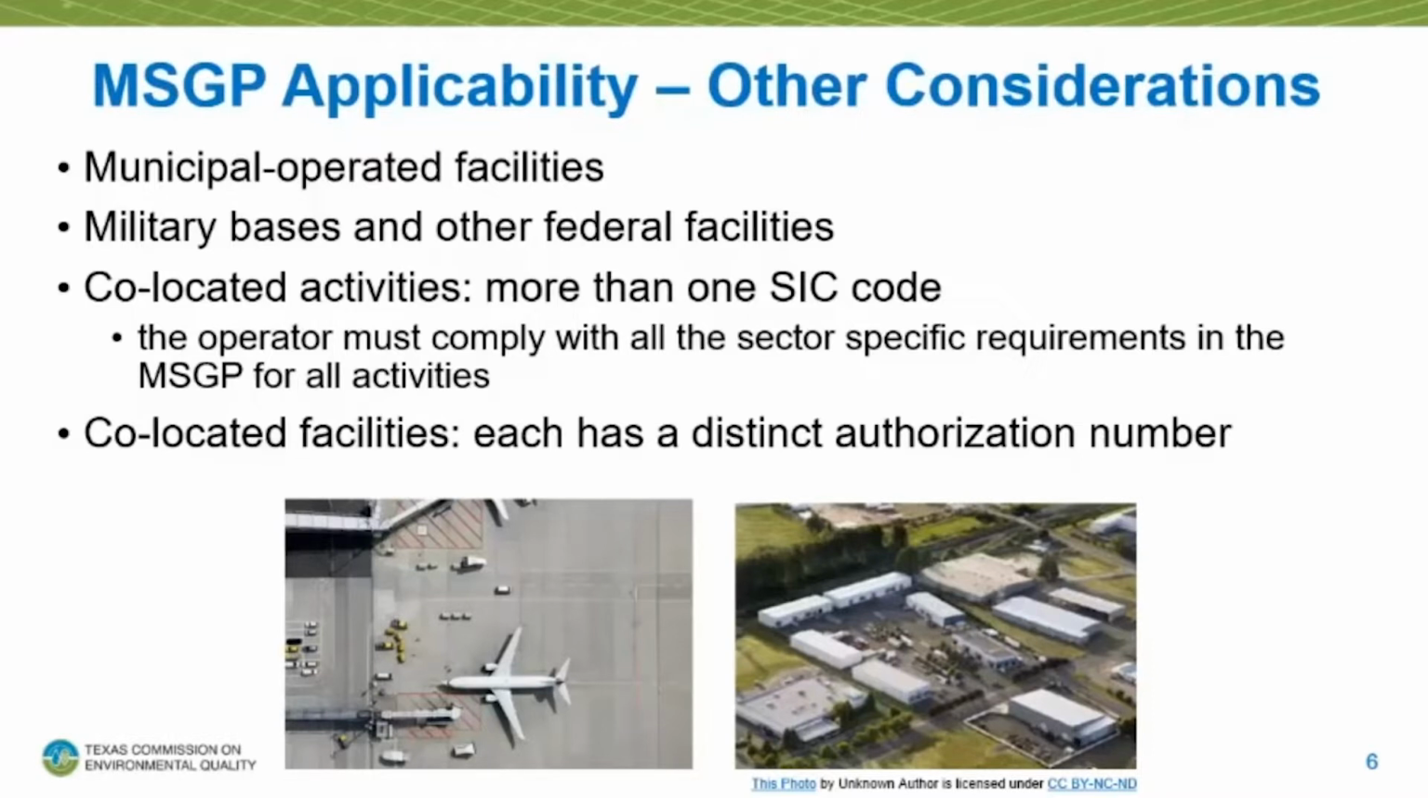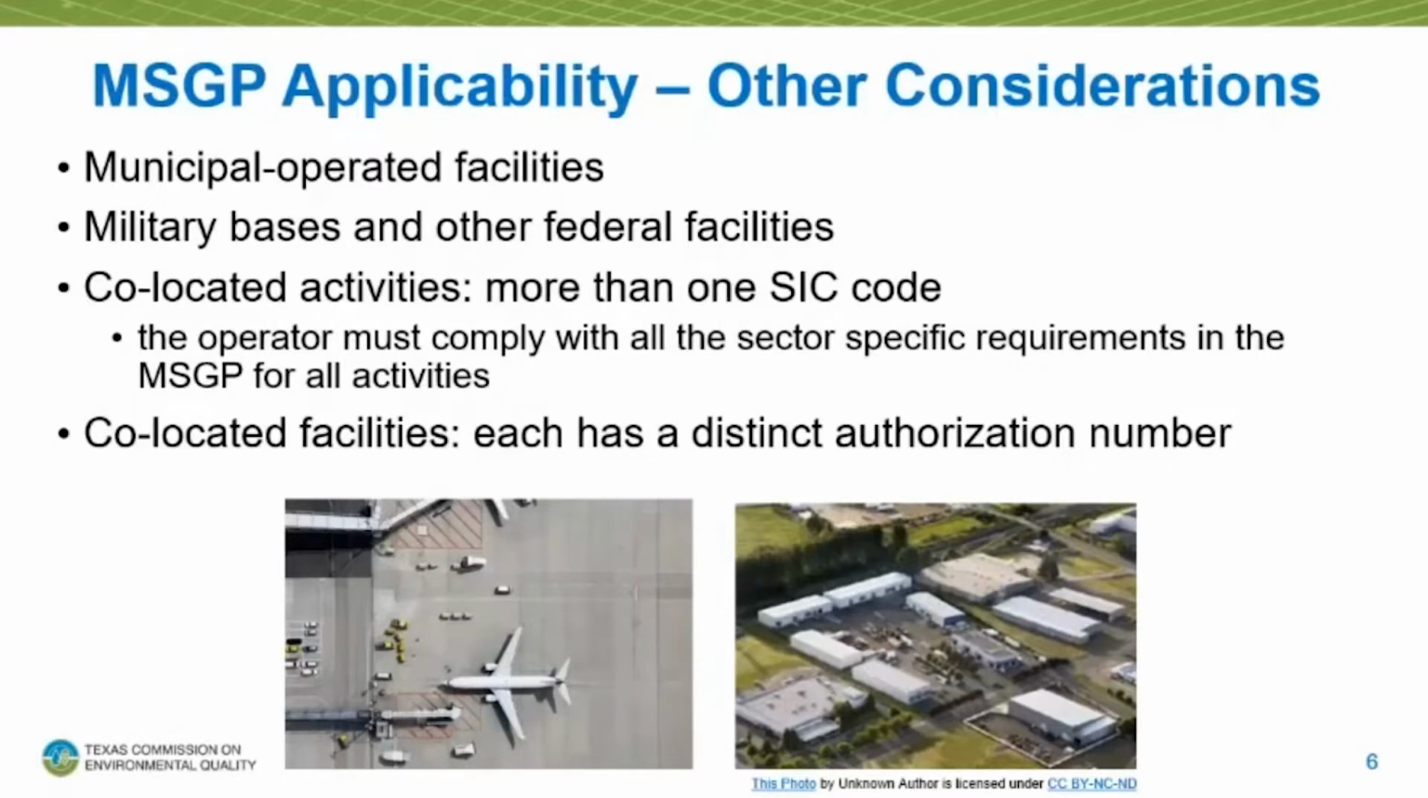So co-located activities is for a facility that's doing more than one kind of activity, or they have more than one SIC code, like Handy Metal Works in the example on the previous slide. So that operator would be then required to comply with all of the requirements in the permit for those 2 different activities. Sometimes that means you might have to comply with more than one sector in the permit, or at the very least, you have to comply with the requirements that are specific to those SIC codes. It could be within the same sector.